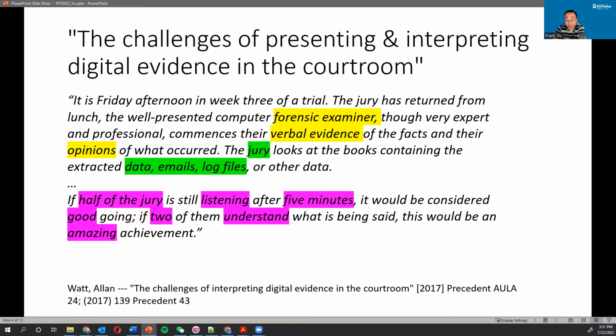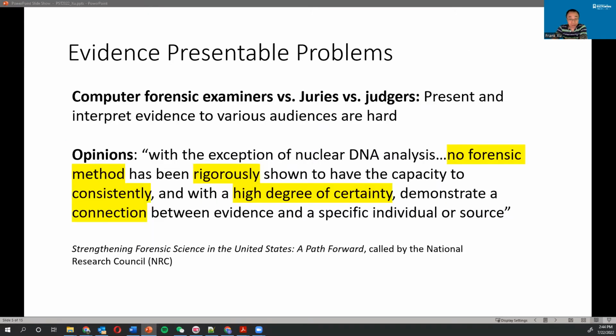The jury looks at the book containing the extracted data, emails, log files, or other data. If half of the jury is still listening after 5 minutes, it would be considered good going. If 2 of them understand what is being said, that would be an amazing achievement. It is not difficult to spot at least 2 problems.